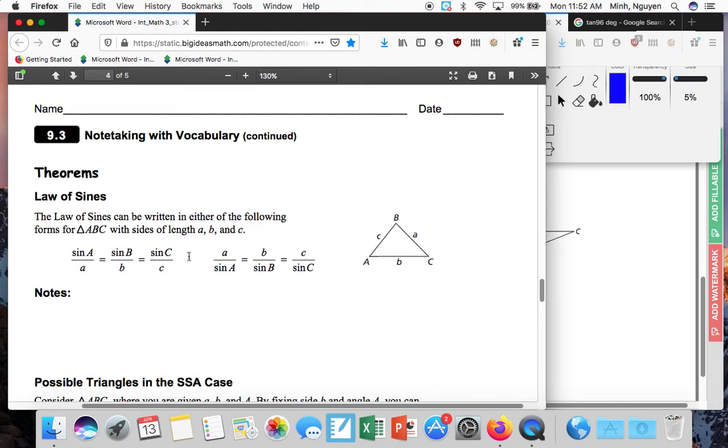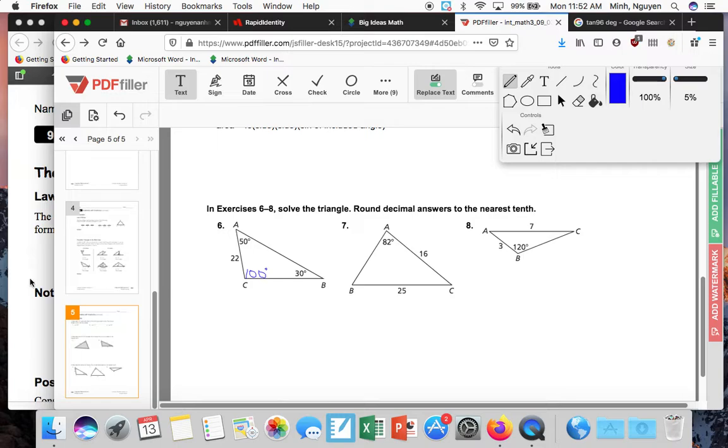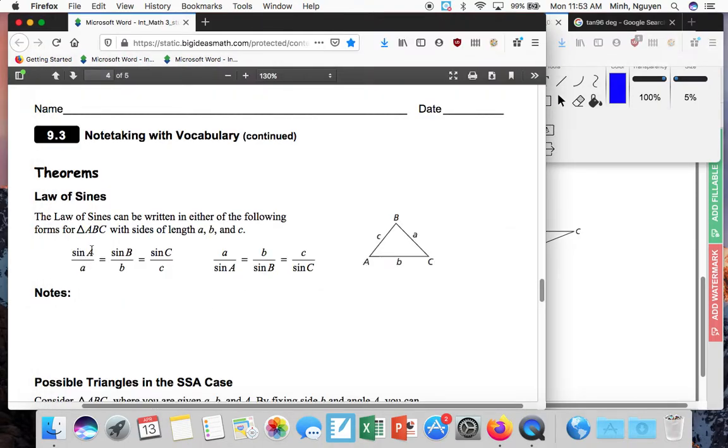So again, it doesn't matter how you do it. It says it can be written in either of the following forms. So sine over side. Or you could say side over sine. Again, it's just a matter of preference, so I'll show you either way. The one thing to keep in mind, though, is that we are keeping the sides and the angles in an appropriate relationship. So if you say a side over a sine of an angle, it has to be the angle directly across from it.